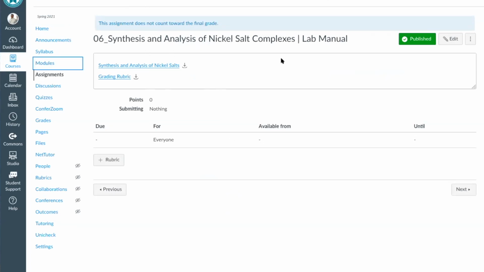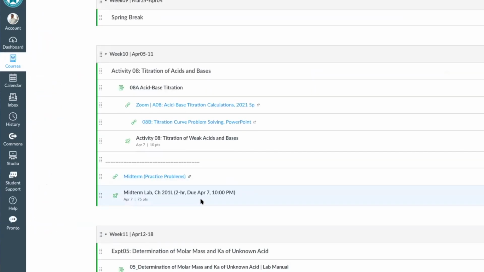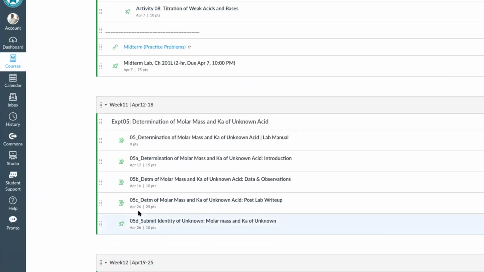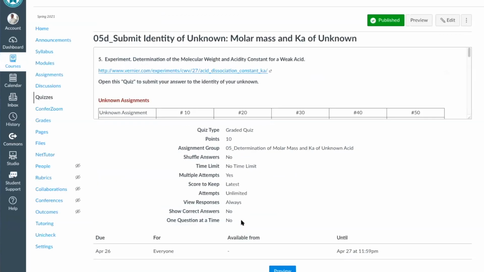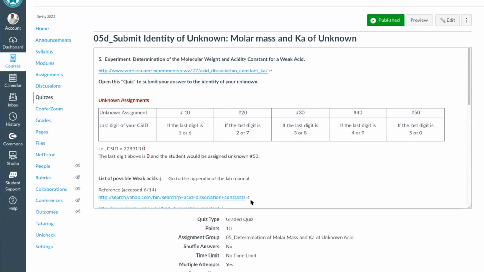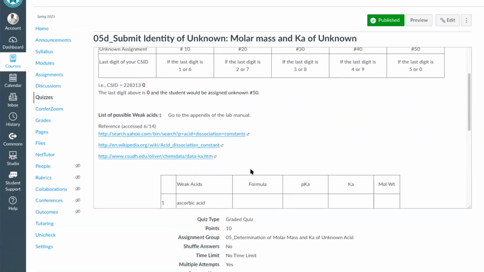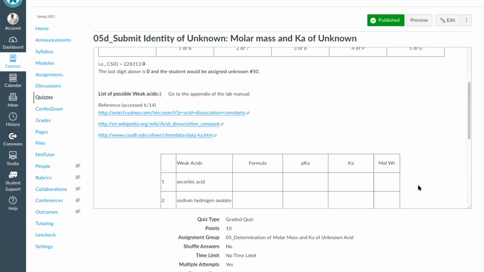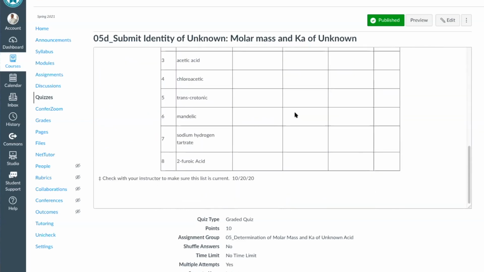So let me show you where that is, because you need to announce what your unknown is right here. Submit the identity of your unknown and molar mass. So once you figure it out, click on this and then turn in the identity of your unknown in this page. Okay, you need to do that, and then you're done. Yeah, this is last year, so that needs to be cleaned up, but that's your experiment.